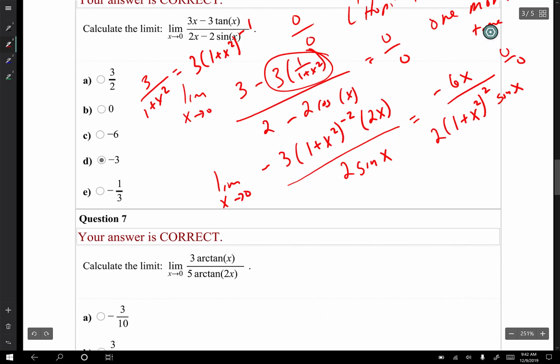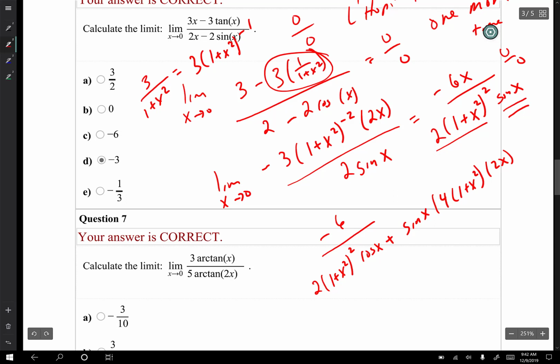So notice I'm going to leave the negative 6x up there, and I'm just going to do a product rule with this guy down here like this. So here we go. Negative 6 over, and I'm just going to do a product rule right there. So let's see, 2 times 2. So first times the derivative of the second, the derivative of sine x is cosine x, plus second, sine x, times the derivative of the first. 4, 1 plus x squared times 2x. So there it is.